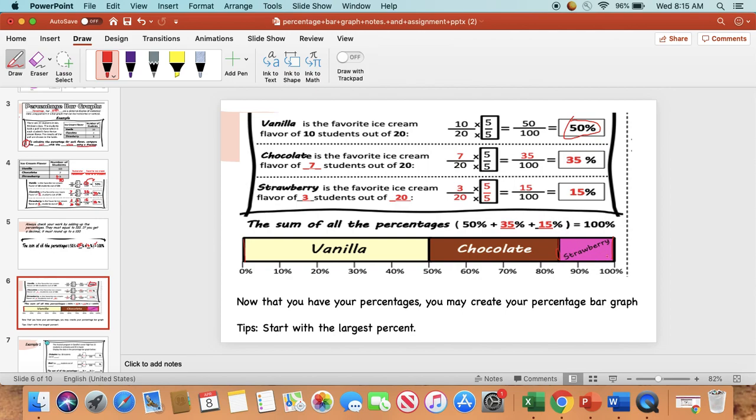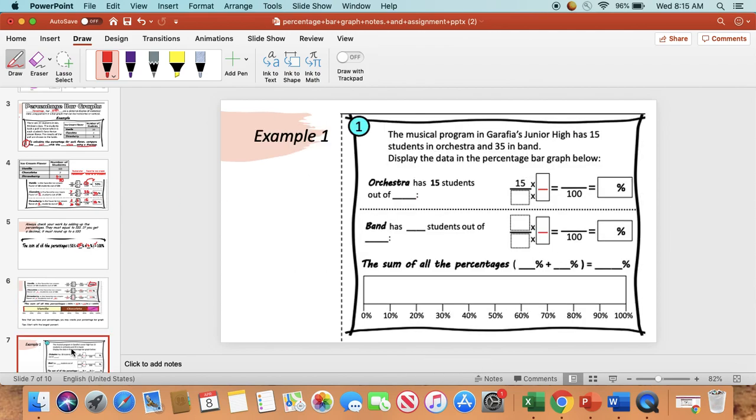Okay. I hope you guys find this pretty simple. Let's do one more example. So the musical program in Garafias Junior High has 15 students in orchestra and 35 students in band. Okay, so orchestra has 15 students out of, so now we need to find our totals. So I'm just going to add up 15 plus 35, and that gives me 50.